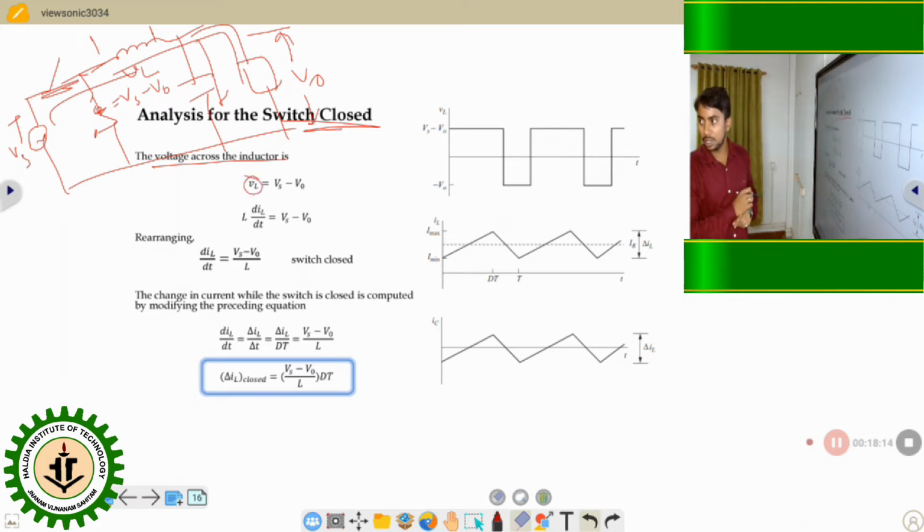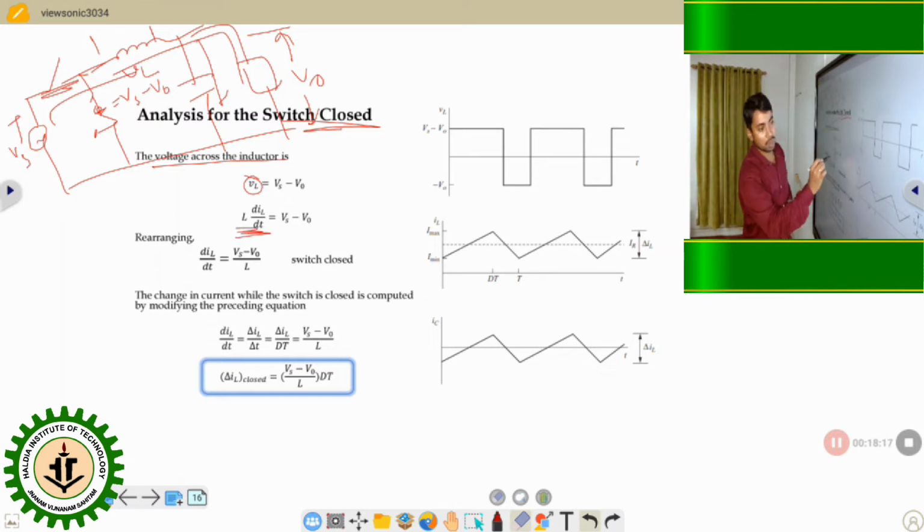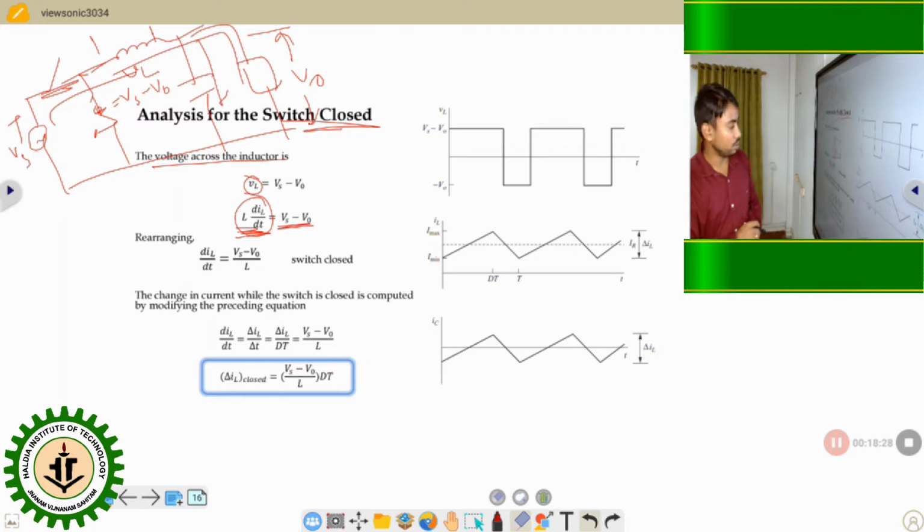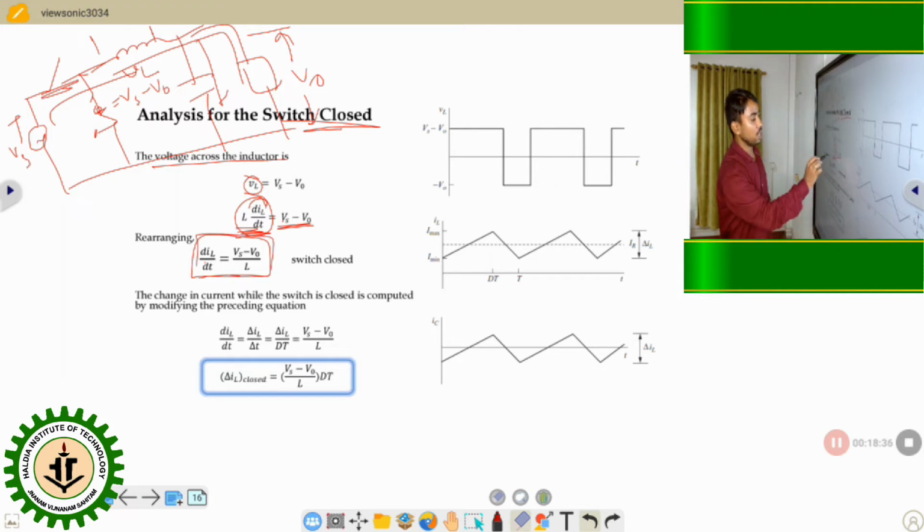So L, the inductance, into dIL by dt is equal to Vs minus V0. From this equation we can calculate dIL by dt is equal to Vs minus V0 by L. We just rearrange this equation. At first we calculate the voltage across the inductor, VL equal to Vs minus V0. Then VL is equal to L di by dt, and from here dIL by dt is equal to Vs minus V0 by L when the switch is closed.